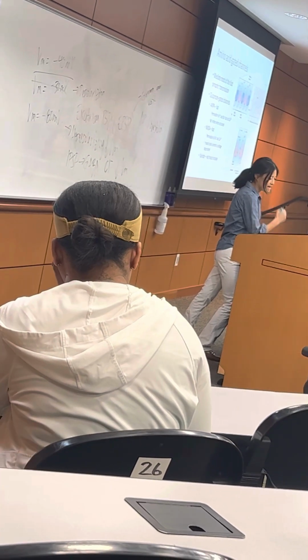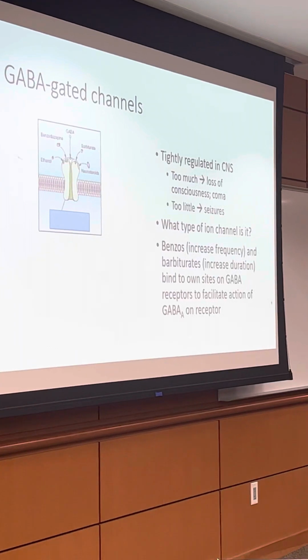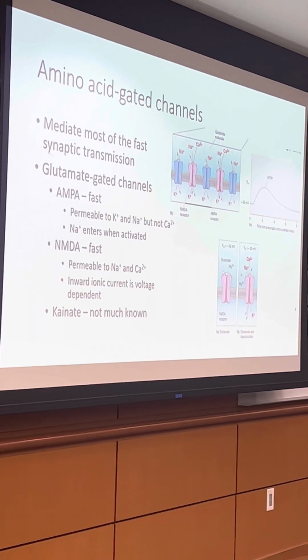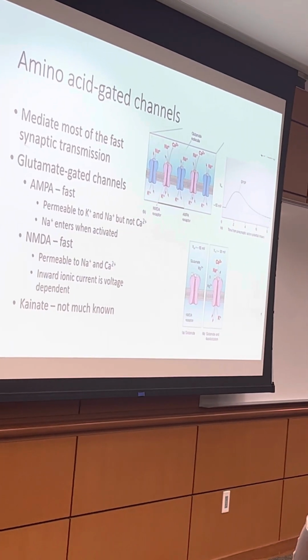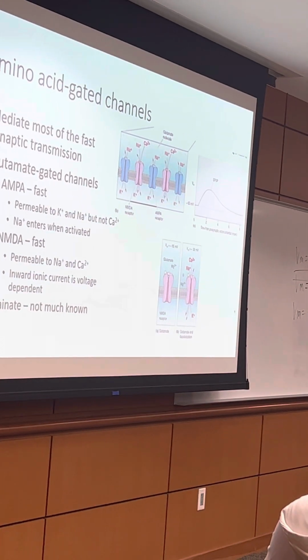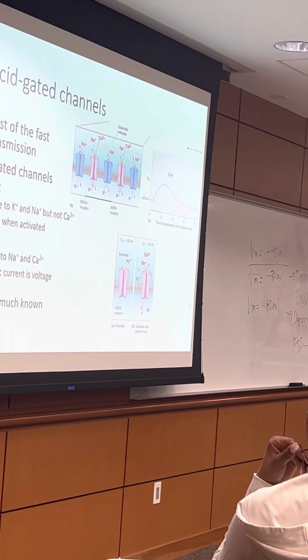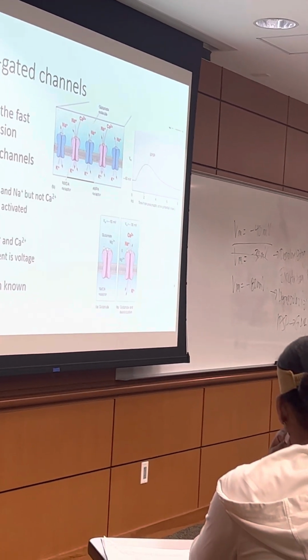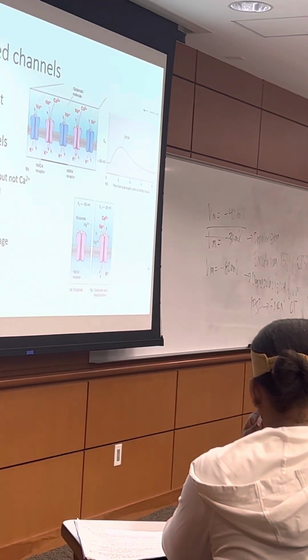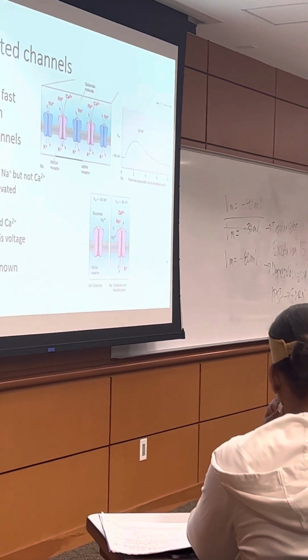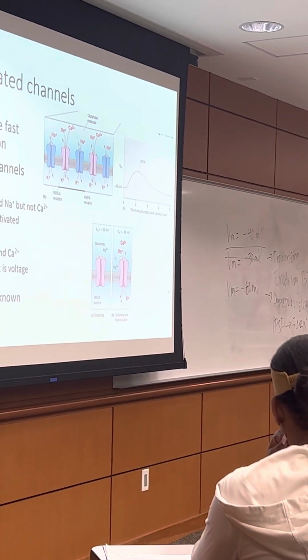I think I have a question about this one, so I'll skip it. But I do want you to know that the two fastest acting neurotransmitters are glutamate and GABA. And it is because they operate through ligand-gated ion channels. What is a ligand-gated ion channel? How do they work?